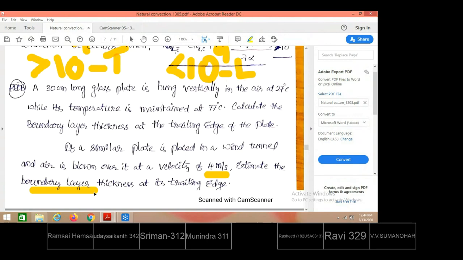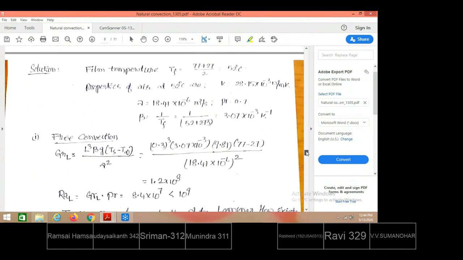So the air with zero velocity, into that the vertical plate is placed. Second case is the vertical plate is placed in air with velocity 4 meters per second. So for that only we are using the wind tunnel, where the wind is supplied at a velocity of 4 meters per second. So the plate is placed there. That is the case.